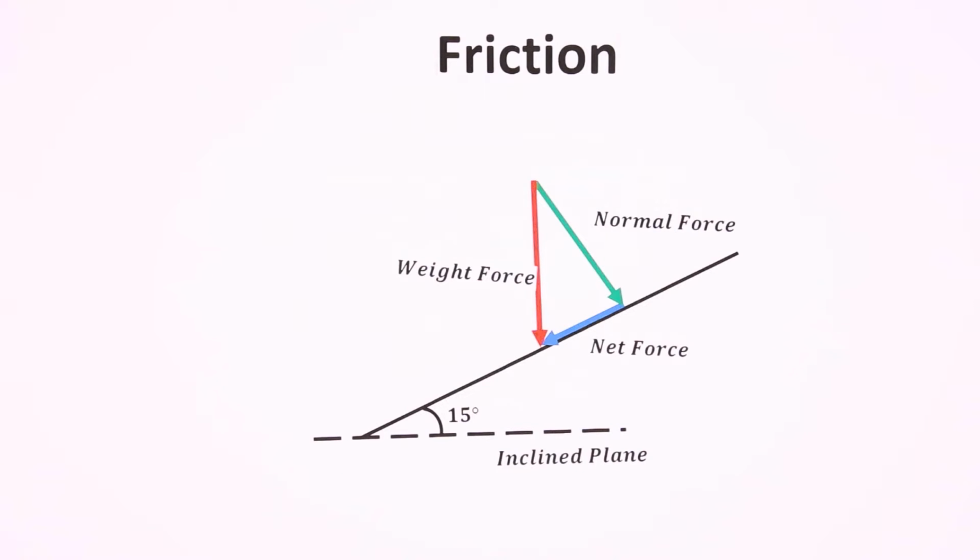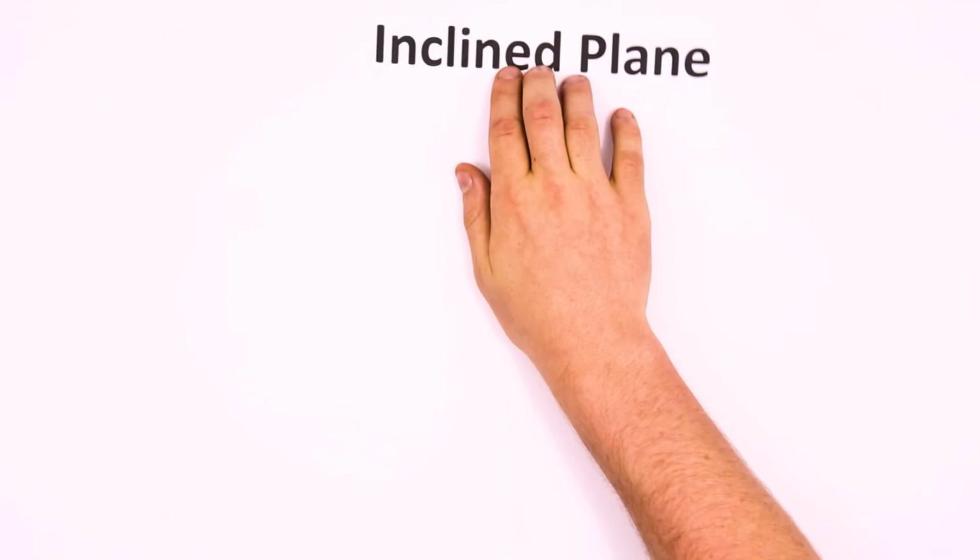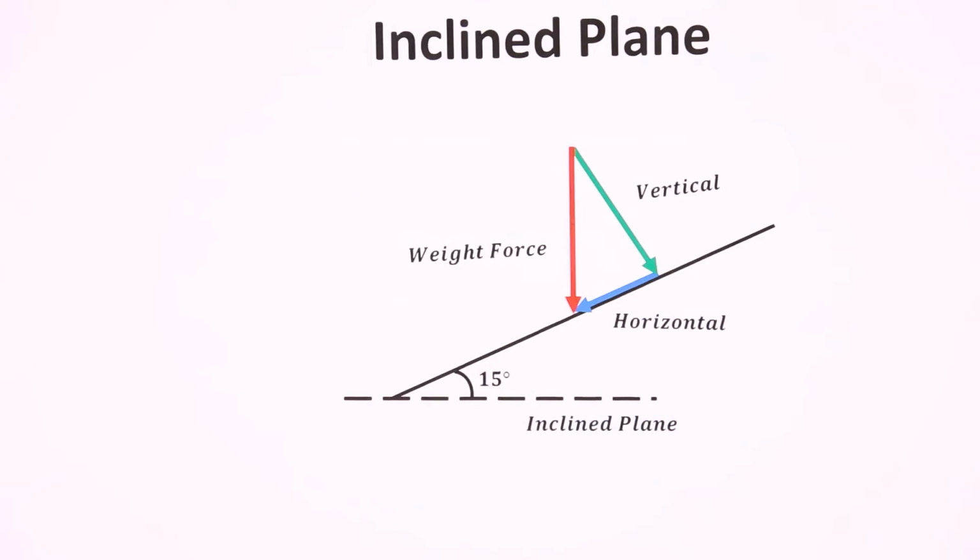Now, in the last episode, we discussed how to resolve vectors into vertical and horizontal components. To solve questions where objects are on inclined planes, we must always resolve the weight force into a vertical and horizontal component along the plane. That is, we must find the force component which acts perpendicular to the plane, the normal force, and the force component which acts parallel to the plane, the net force, which will cause the car to move.